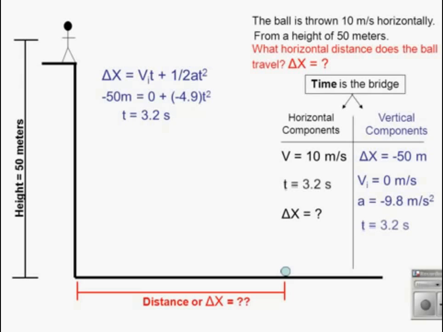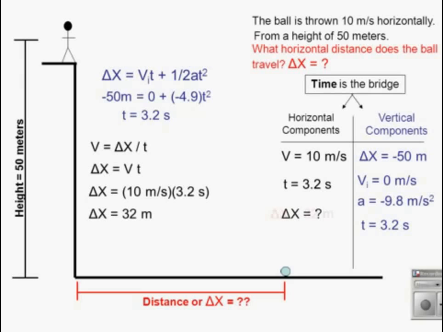That means it's 3.2 seconds for each side, because when he let go of the ball, that's when the motion started, horizontally and vertically. When it hits the ground, that's when the motion ends, vertically and horizontally. It's the same time. So now we can just simply use the first basic equation. Velocity is displacement divided by time. Multiply both sides by t, and that's 10 times 3.2, or 32 meters. That ball landed 32 meters away from the building.